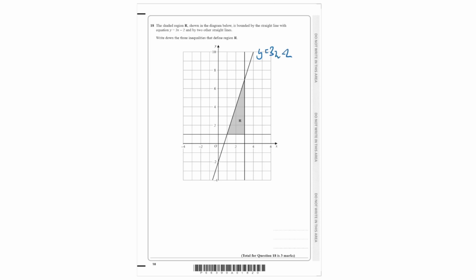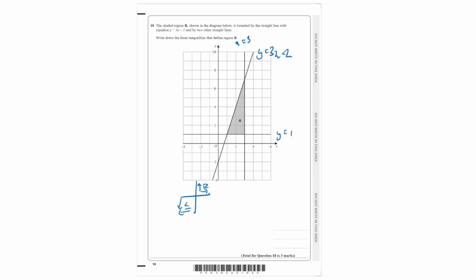Now, if we look at this line, it's perfectly perpendicular to the x-axis. So it must mean here, x is equal to 3. Moving on, we can find that this line is perfectly perpendicular to the y-axis, which is at 1. So that means y is equal to 1. But we're not done yet. When dealing with inequalities, if it is going up or to the right, it's greater than or equal to. If it is going down or to the left, it is less than or equal to.